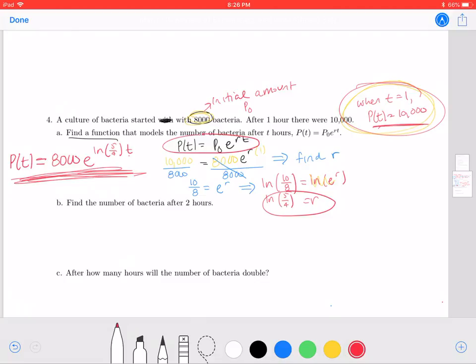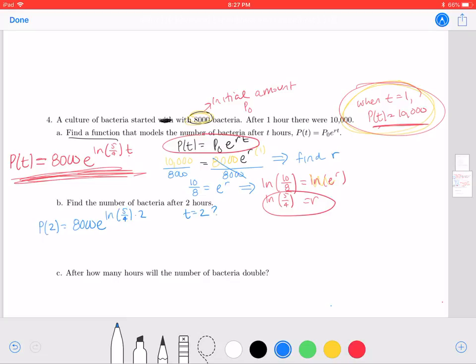Find the number of bacteria after 2 hours. So what happens when t equals 2? I'm going to plug in 2 for t in the equation that I just found. We don't use calculators in here, but I promise you, you can do this. I know this looks challenging, but I swear you can do it. 8,000 e to the natural log of 5/4 times 2.